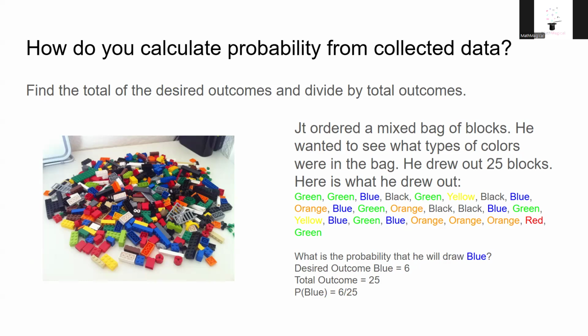Well, first we need to count how many blues there are. If we count 1, 2, 3, 4, 5, 6, we see there are 6 blues, and we know from the question that he drew a total of 25 blocks out. So the probability of drawing blue based on this sample is 6 out of 25. If he were to draw another 25 blocks out and get a bigger sample, we might see that probability change. This is just based on his sampling of 25 blocks. The more you draw, the better your sampling is going to be.